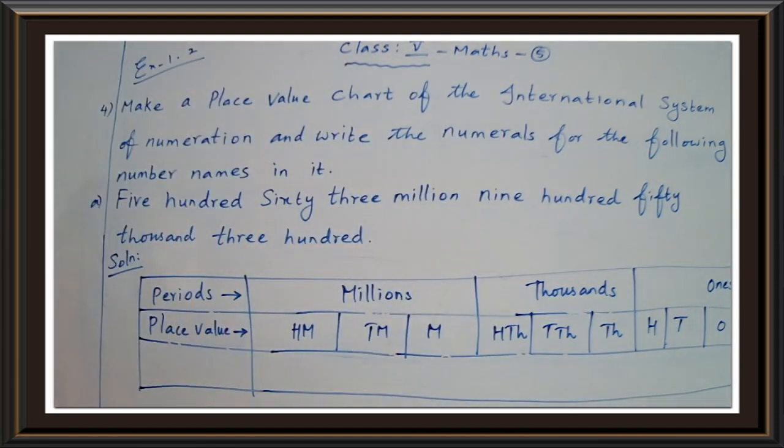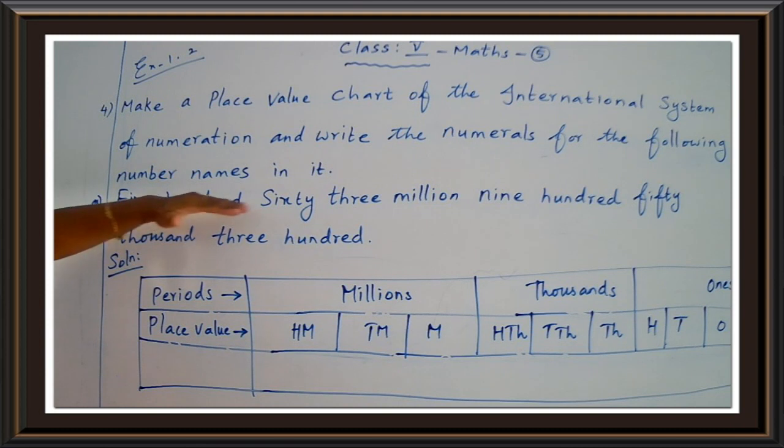So this is the international place value chart. Now you fill in the number. Make a place value chart of the international system of numeration and write the numerals for the following number names in it. Here the number name is given. So first of all, you write in numerals. Okay children, the place value chart is there. Now we fill in the numbers. So see the first question.